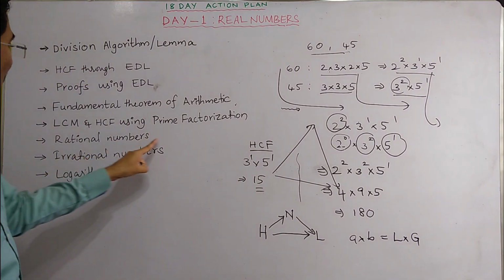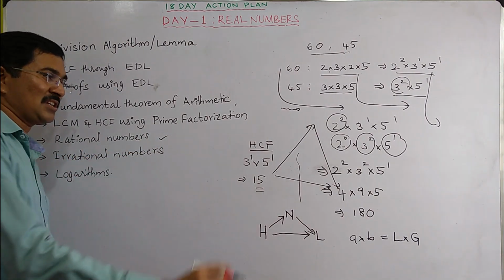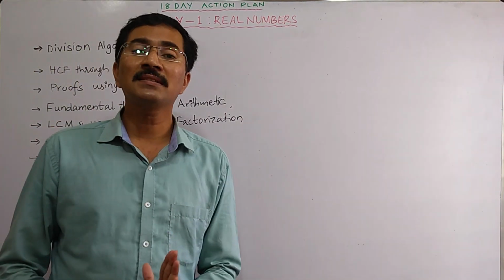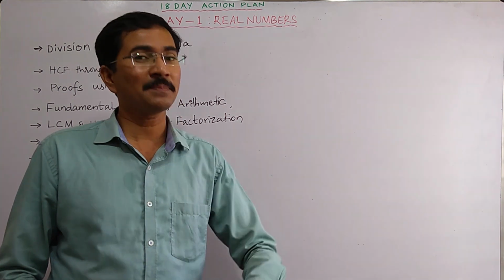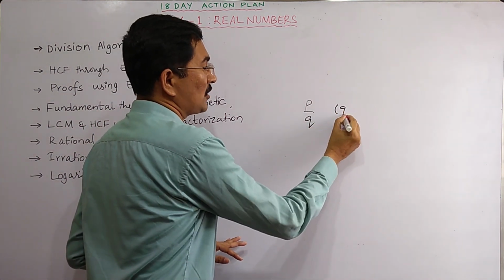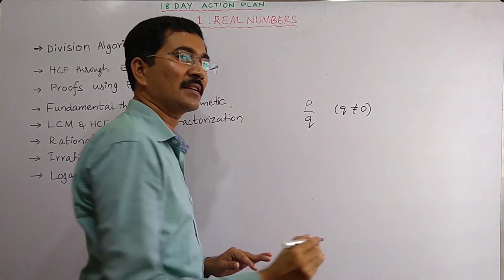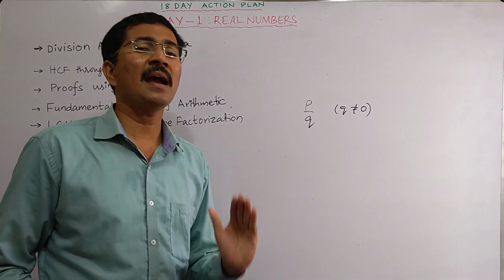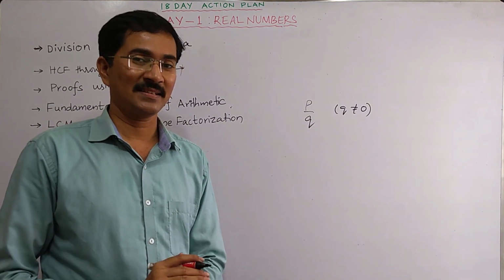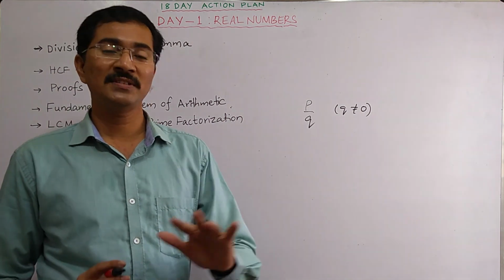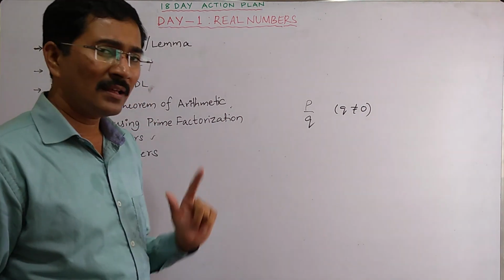Now, coming to rational numbers. What are rational numbers? Simple. The numbers which can be expressed in the form of p by q, where q is not equal to 0, are called rational numbers. And what about p and q? P and q are integers, but q is not equal to 0. This is very, very important.